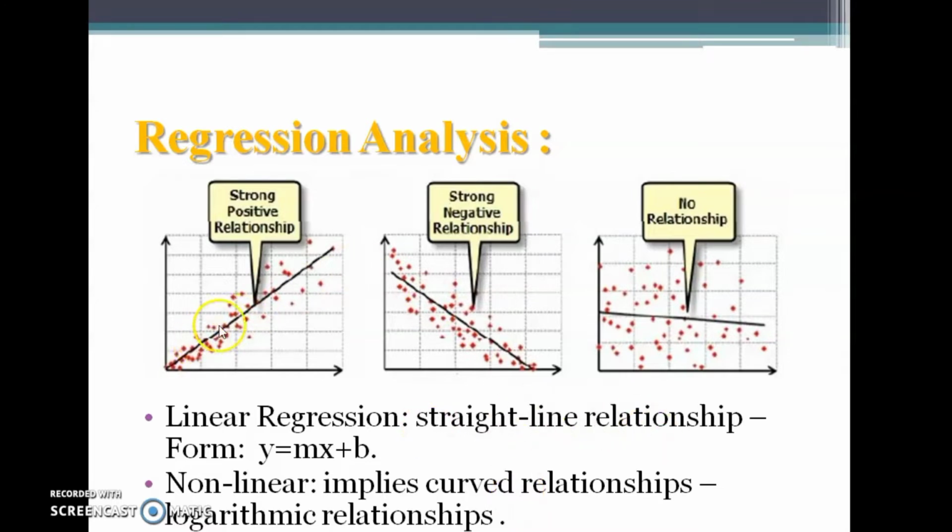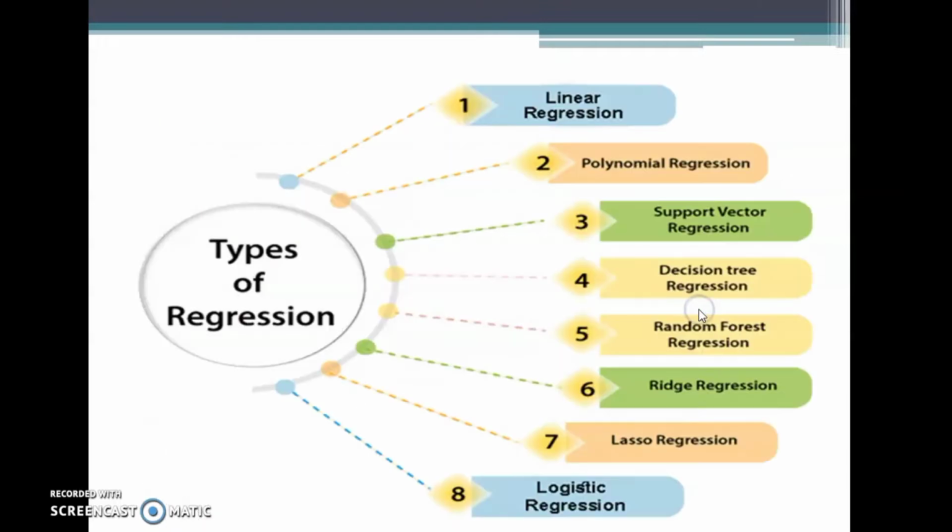As we can see here, this is a linear but positive relationship. Again there are further types: positive, negative and no relationship. Positive in the sense that this line is growing in the forward direction, so it is a strong positive relationship, whereas here the line is coming downwards, so it is a strong negative relationship. Here the line is not at all denoting forwardness or backwardness, so there is no relationship among the variables. So these are the types of regression.